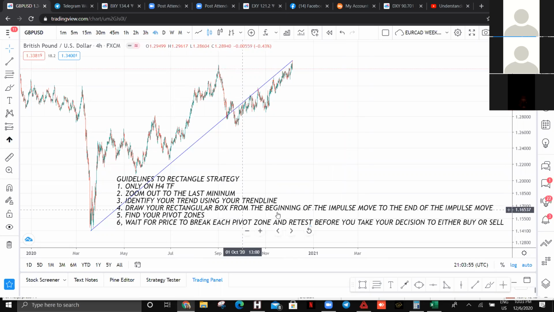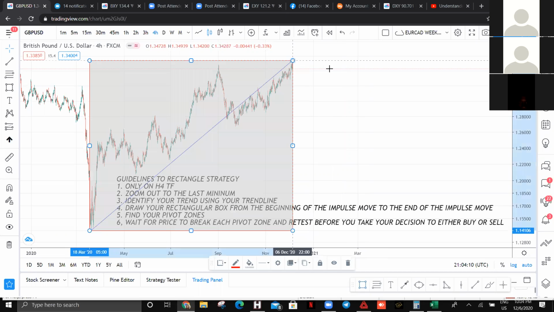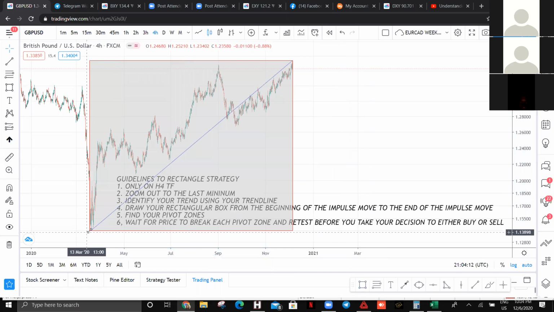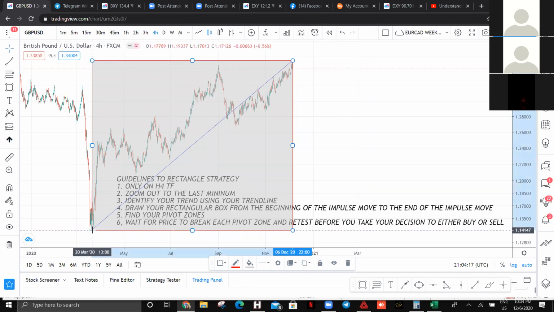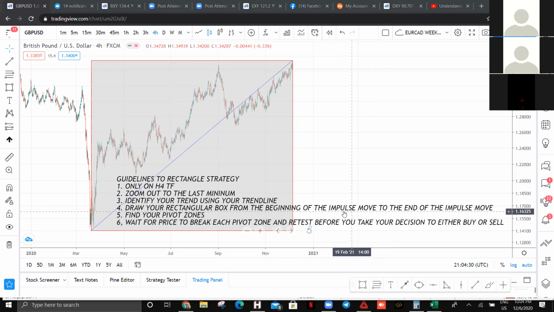Draw your rectangular box from the beginning of the impulse move to the end of the impulse move. Now I pick my rectangular box. From here, I'll draw it all the way to this place. Sorry, my chat box is blinking. Okay, now you can see what I'm doing. I'm trying to follow it.